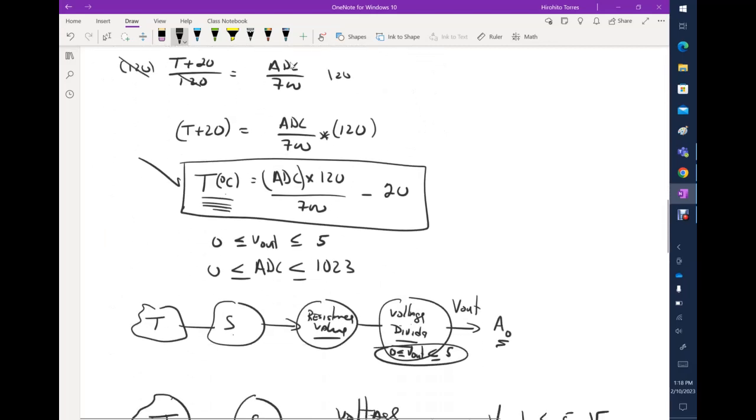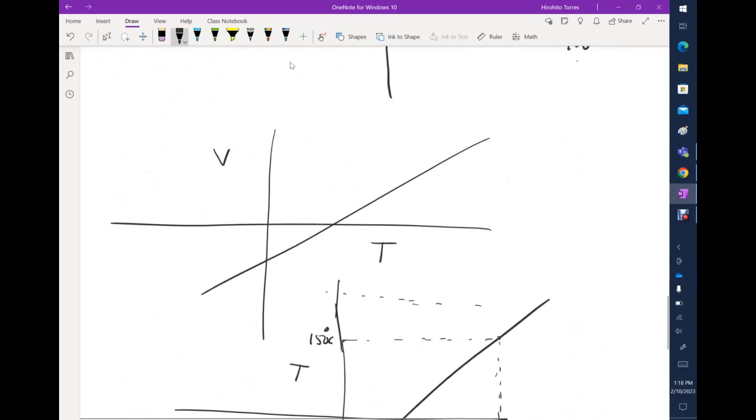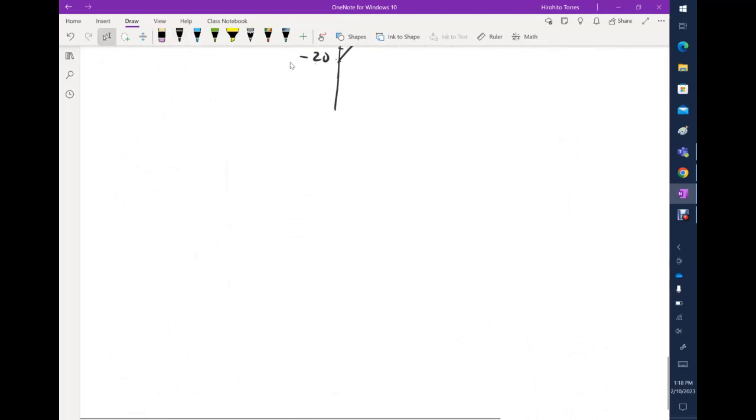Anyway, so what we're gonna do at the end of this discussion is look for a thermistor, not a thermistor, but a temperature sensor whose output is a voltage. We're gonna connect it to the Arduino. Let's say we have the Arduino here.